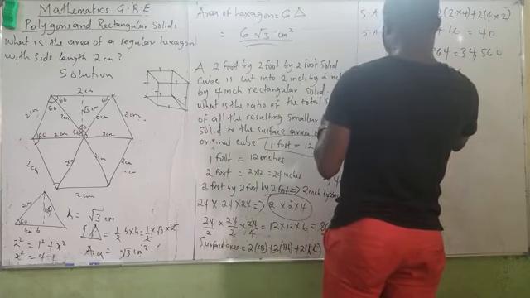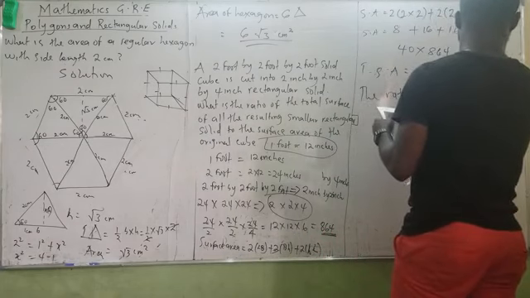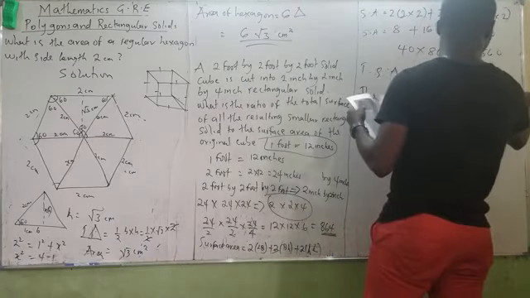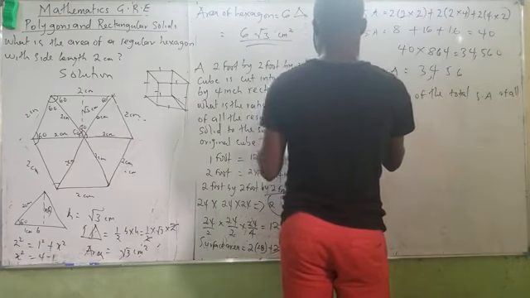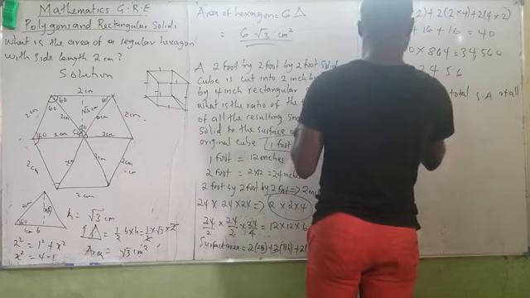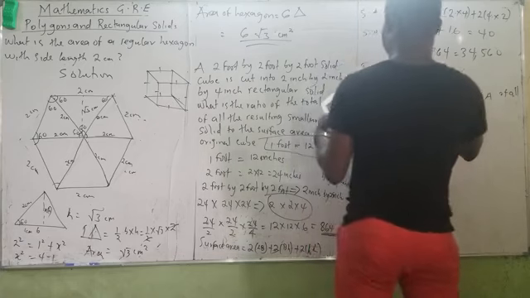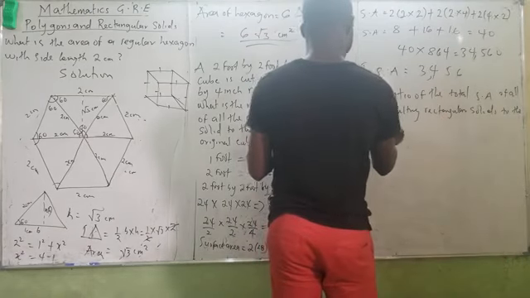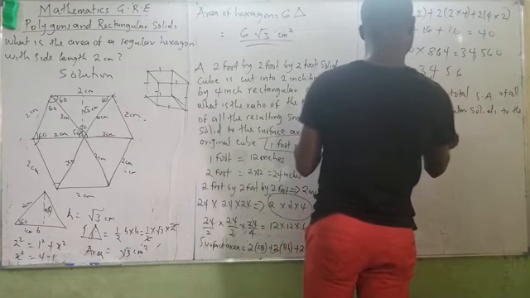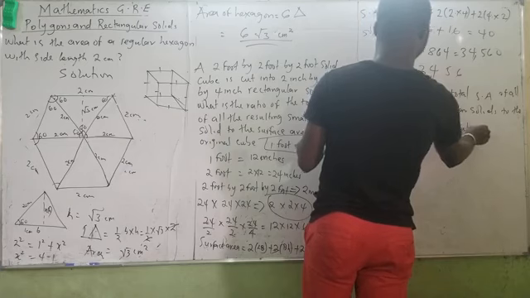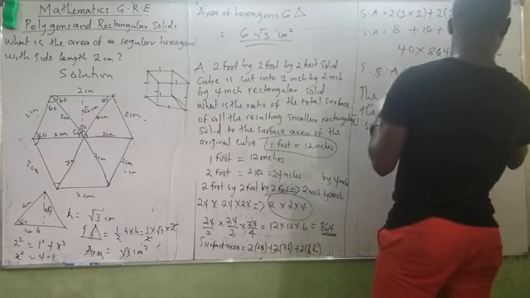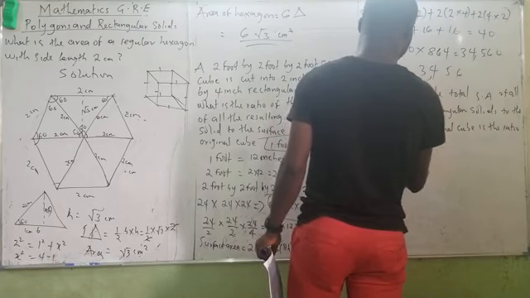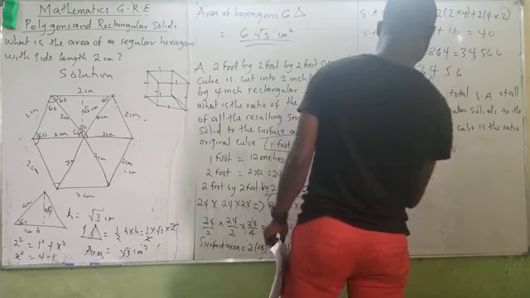Now, I will find the ratio of the total surface area of all the resulting rectangular solid to the surface area of the original cube, which is the ratio of 4,560 to 3,560, which I'll be having.